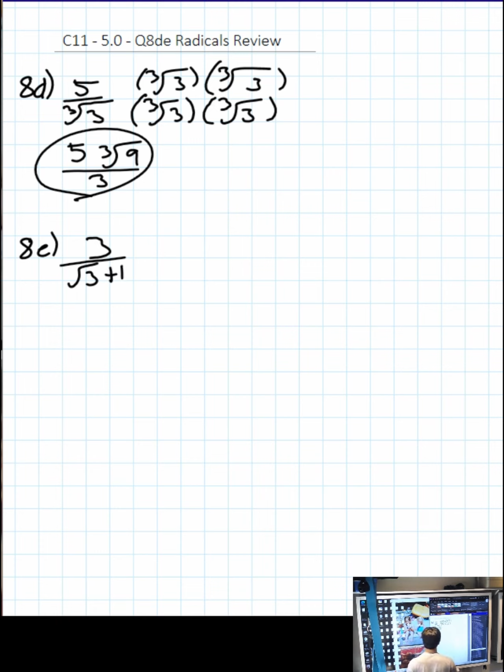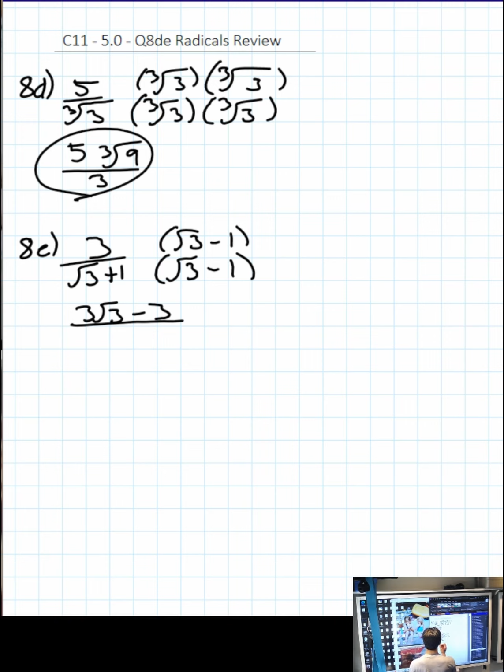So this time when we have a binomial on the bottom, 2 terms, we have to multiply the top and bottom by the conjugate, root 3 minus 1. So if it's plus on the bottom, we times the top and bottom by minus, the conjugate. Okay, so we're going to distribute the top. So we're going to get 3 root 3 minus 3 over, now we're going to FOIL the bottom.